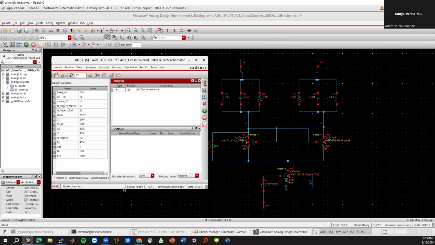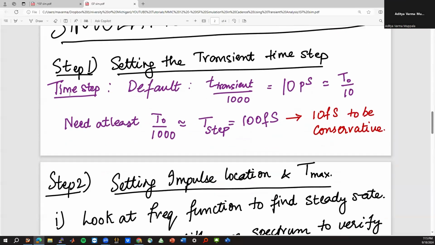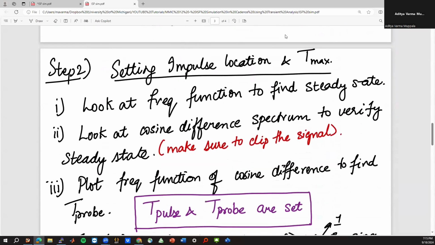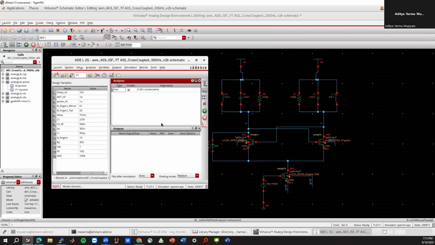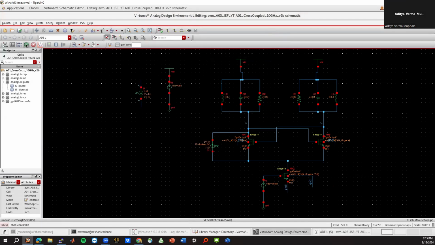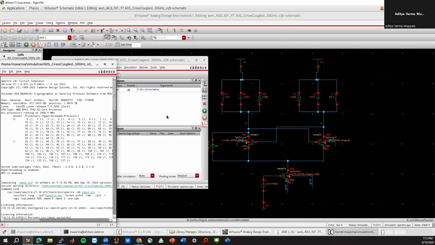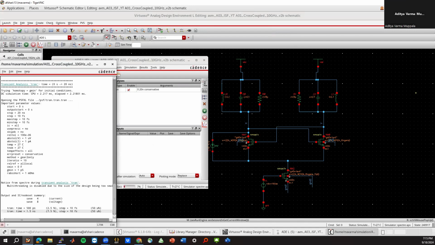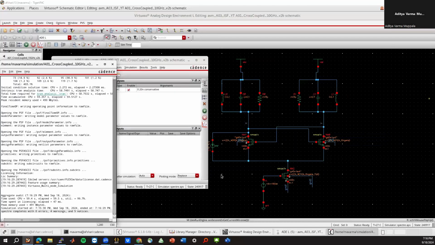Okay, that's good. So we go back in here and we've set up this one, right? So the next thing we need to set up is the impulse location and the maximum amount of time that you want to simulate the transient for, right? So the first thing we'll do is let's simulate this. We need to check it. Okay, check and save and simulate. So this will take a few seconds. So once it's done, okay, that finished, took a few seconds.